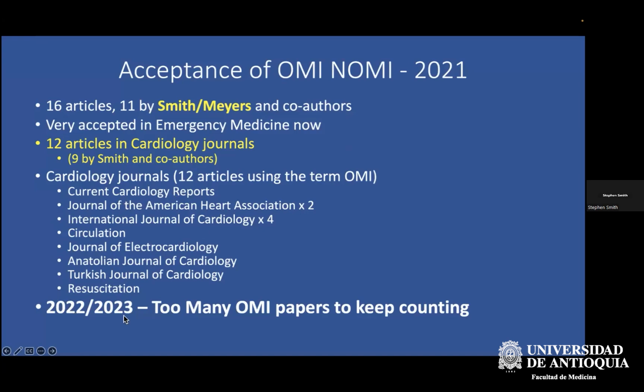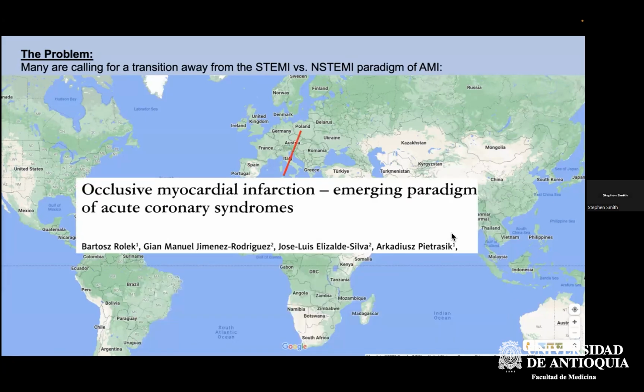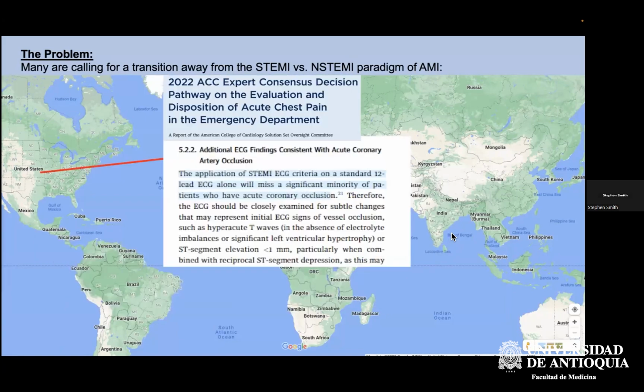In 2022 and 2023, we're up to, I think, 48 or 50-some articles on OMI. And you can see they come from many countries. Here's one from Germany by Abusharekh, called acute coronary occlusion with versus without ST elevation: impact on procedural outcomes and long-term all-cause mortality. How about Poland? Occlusive myocardial infarction, emerging paradigm of acute coronary syndromes. From Spain, acute coronary occlusion and non-STEMI. If you change the way you look at things, the things you look at change.